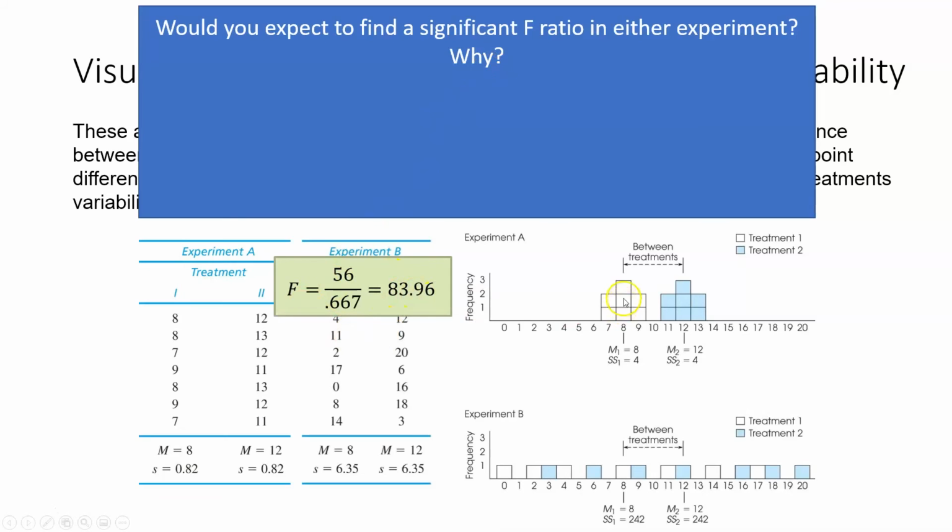Hopefully you would recognize that this would have a significant F, because this group and this group are obviously different. In fact, if you compute the F, it's 83.96. That's an enormous F, way bigger than 1. In experiment B, you've got an F statistic that's very close to 1, just what you would expect to find just by chance, because these scores are so spread out and overlapping that you can barely tell a difference between the 2 groups.